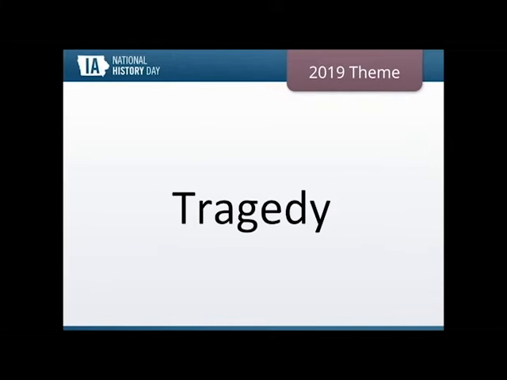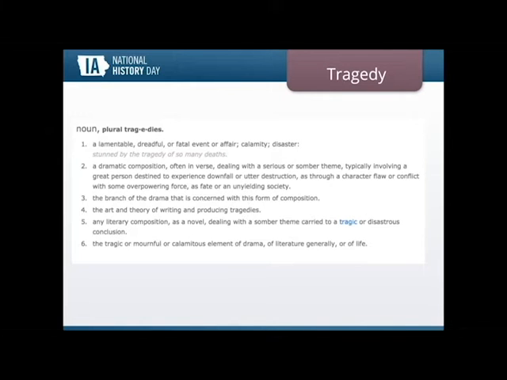Let's focus on the word tragedy. What does the word tragedy make you think of? You can either jot down the synonyms or just think about them in your mind, or historical events that pop up. When we look up tragedy: dreadful, fatal event, disaster, dramatic composition, usually dealing with a serious or somber theme.